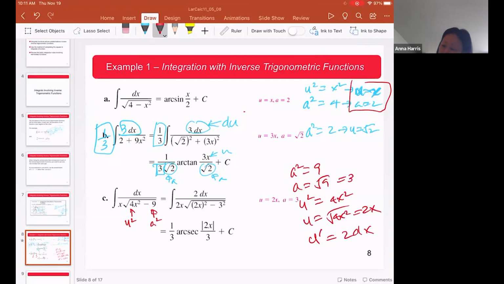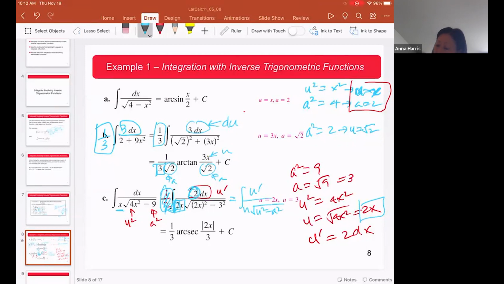Same thing here. I need a 2, so you multiply this 2 to make u prime. So you multiply by 1/2 in the front. In this case, I need a 2x, but I only have x here, so I can just simply put this 2 over here. So I don't put it over here, but I put it over there. This 2 came from that 2. Okay? So now I have a u. This is 2x. So I can rewrite this problem as u prime over u squared minus a squared.